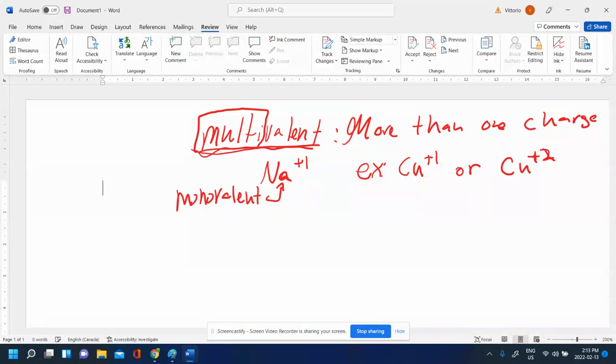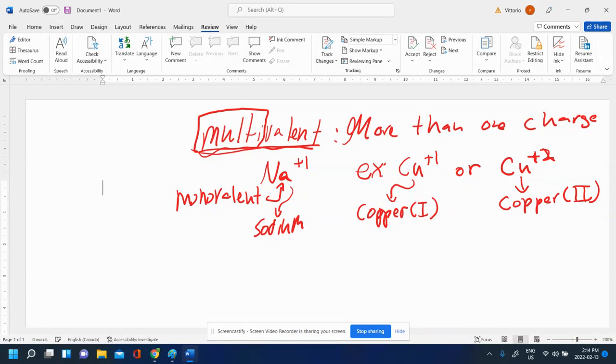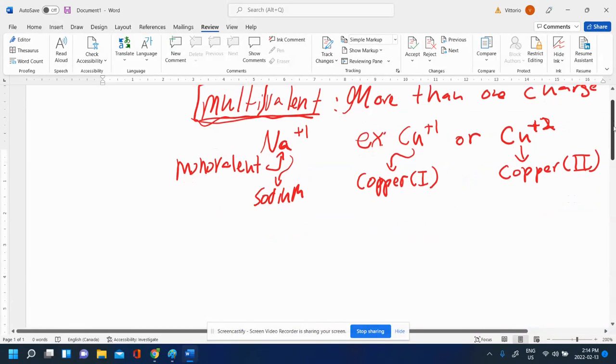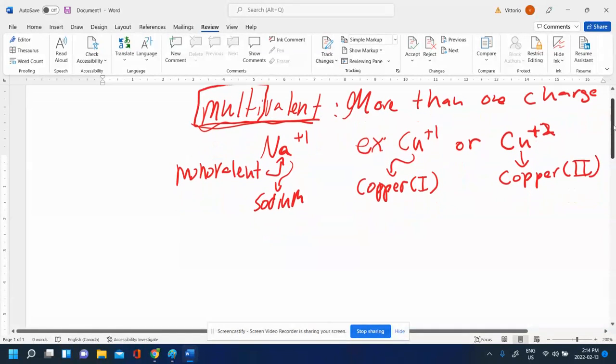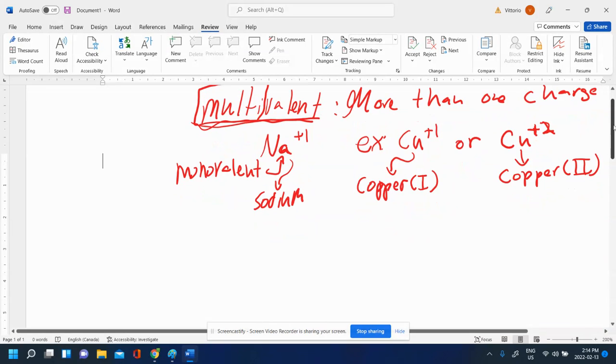So you have to have some way of distinguishing between these. For sodium +1, I can just call this sodium because everyone knows there's only one sodium and it's sodium +1. But for copper, when you have its ion, you have to distinguish between the two. And one common way to do that is simply to put Roman numerals. Copper(I). This one here would simply be copper(II).